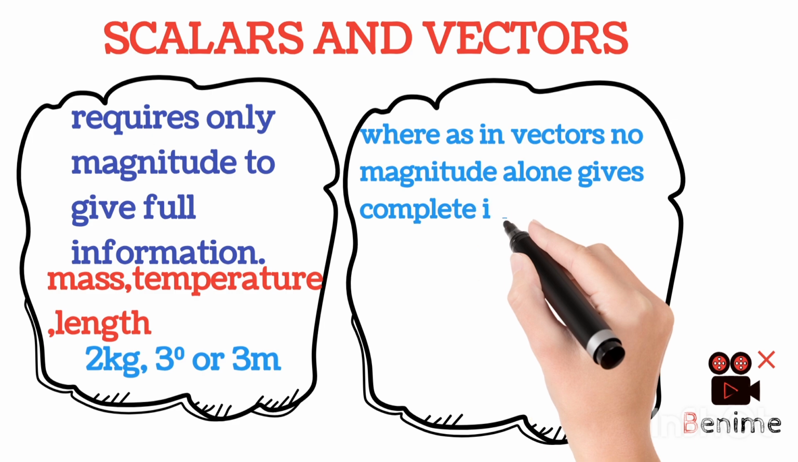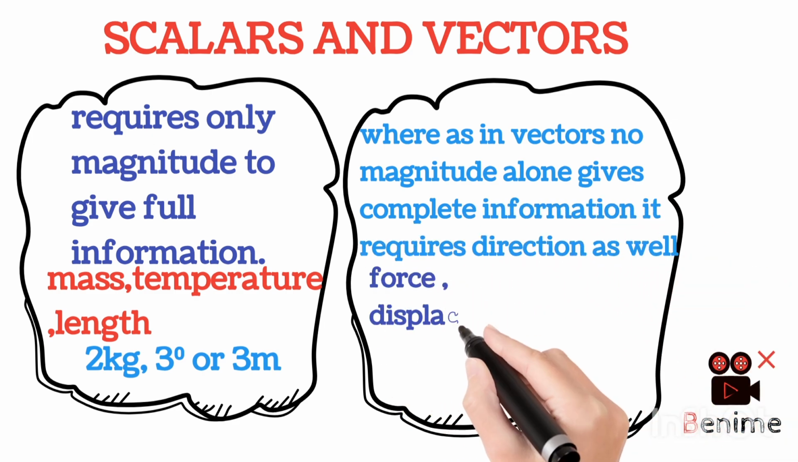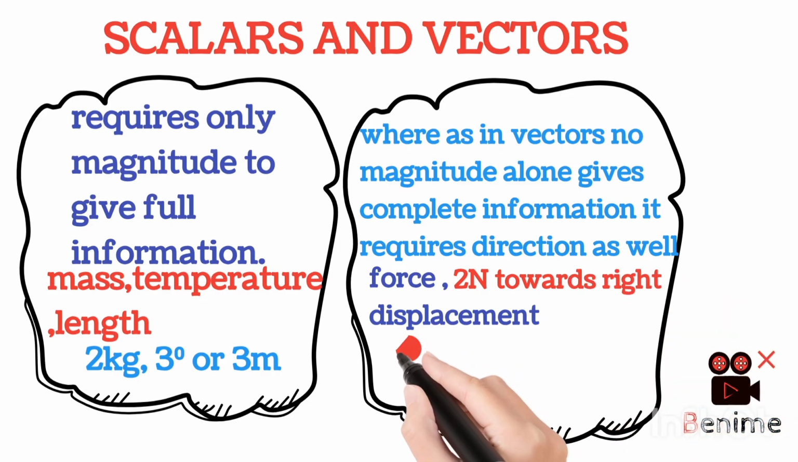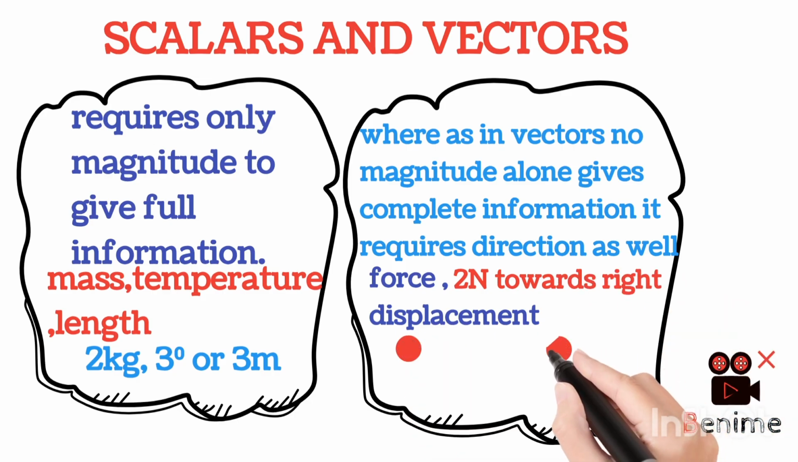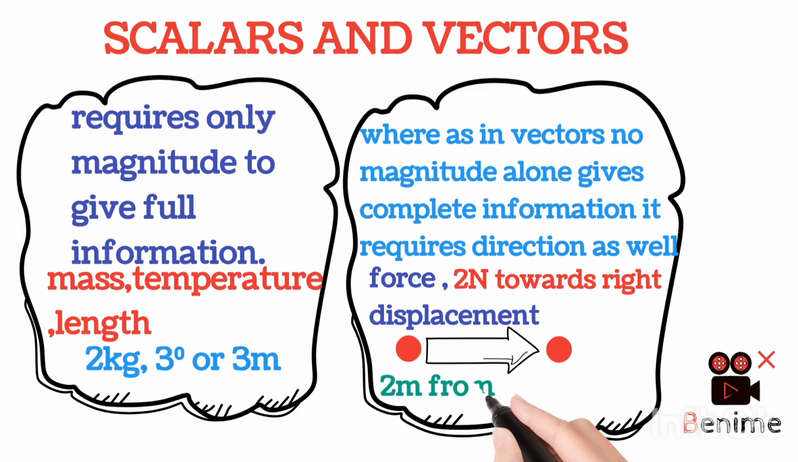Whereas vectors are those quantities that require magnitude and direction for their complete description. For example, force and displacement both require magnitude and direction to understand their full meanings.